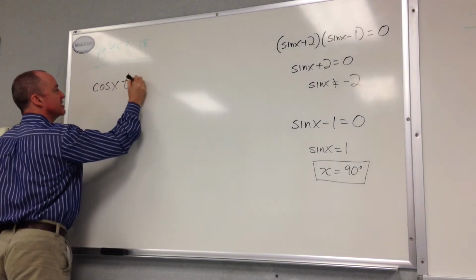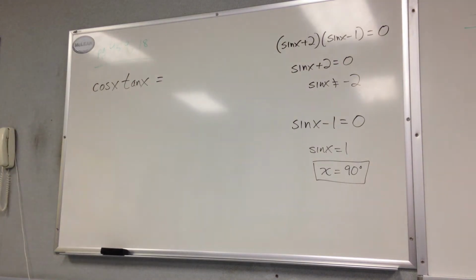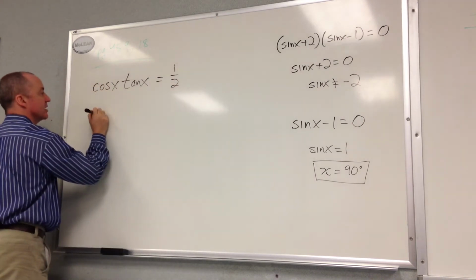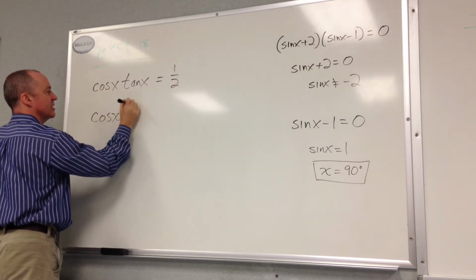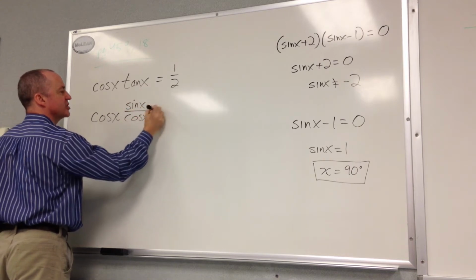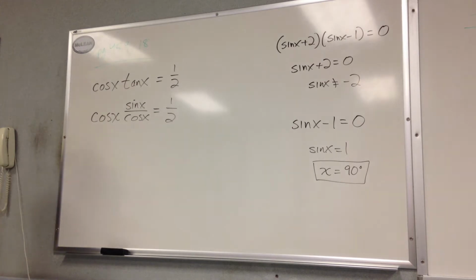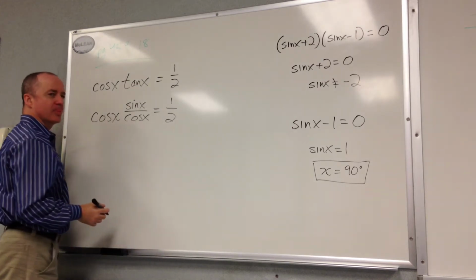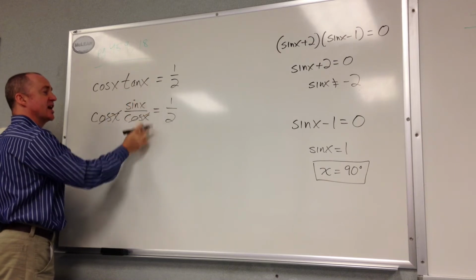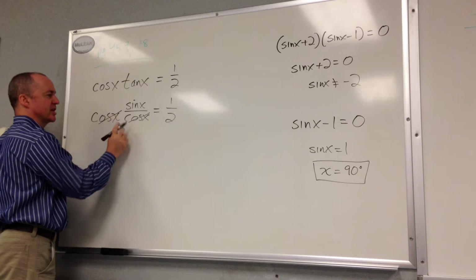Cosine x times tangent x equals, or no, 1/2. Equals 1/2. Remember that simplifying we did? I'm going to change tangent to sine over cosine. This is cosine over 1. The cosines will cancel.